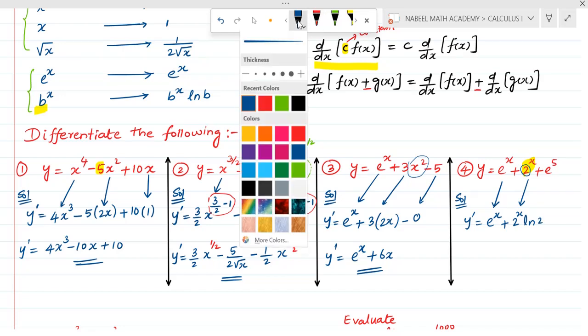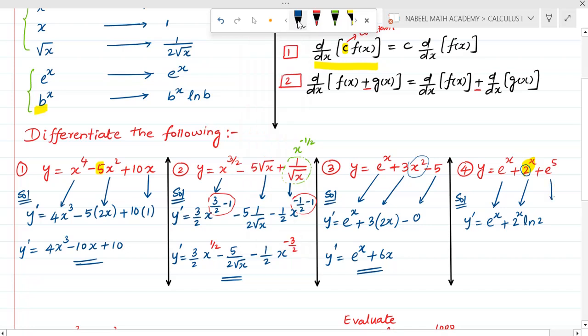And what about the last term here? It is plus e power 5. It is e power, but it is not x. E power 5 is a constant. If you don't have a variable, you have to assume that it is a constant. Therefore, e power 5 is a number, and the derivative is 0. So y prime is equal to e power x plus 2 power x ln 2. So this is the final answer.